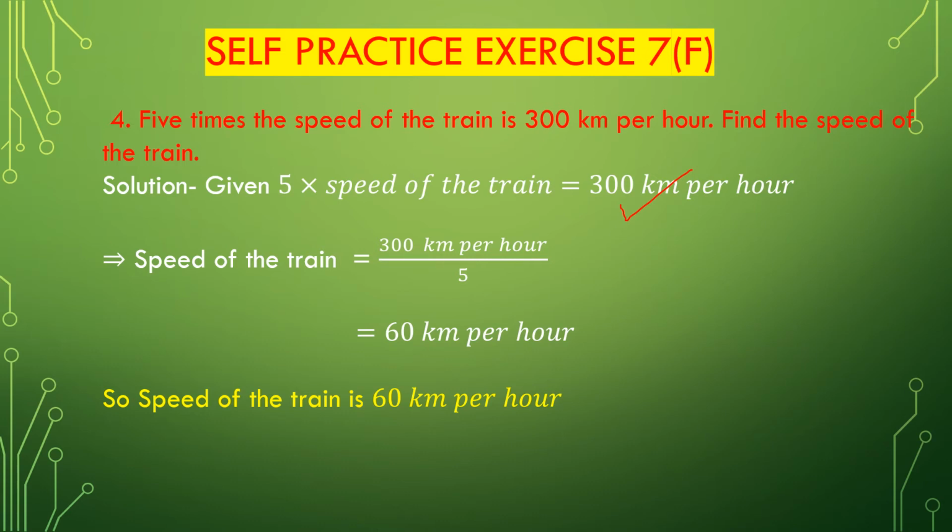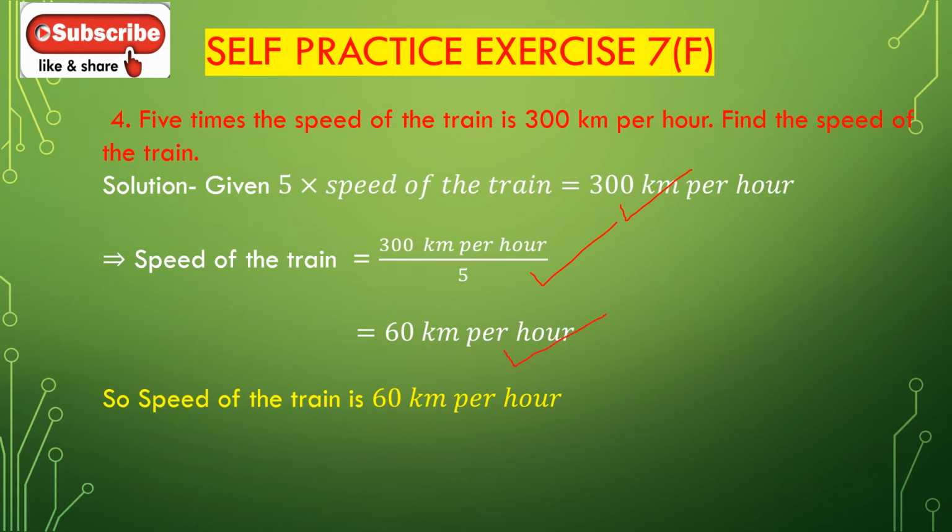So the speed of the train will be 300 km per hour divided by 5. 300 divided by 5 is 60. So we get 60 km per hour. So the speed of the train is 60 km per hour.